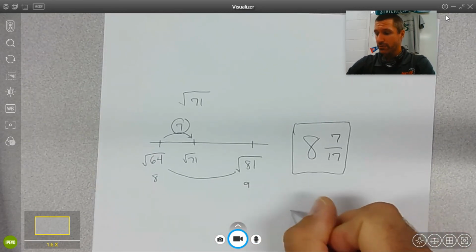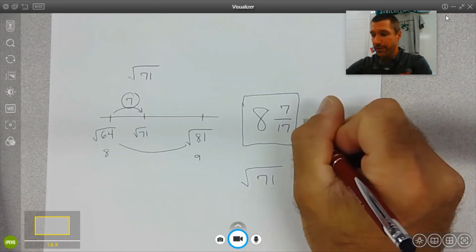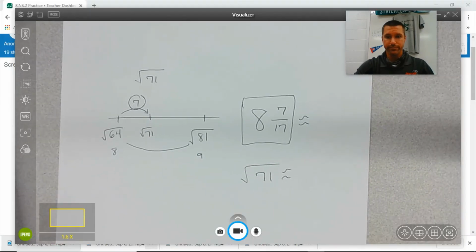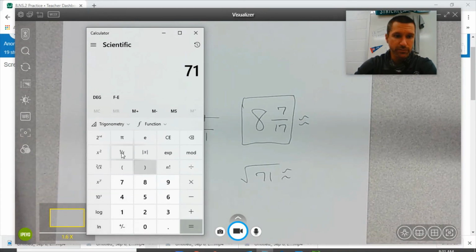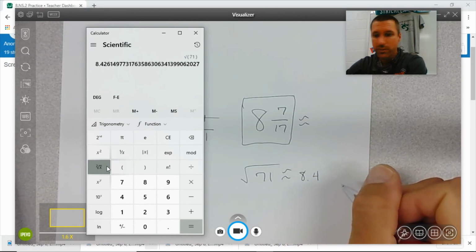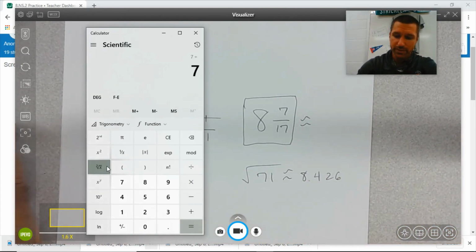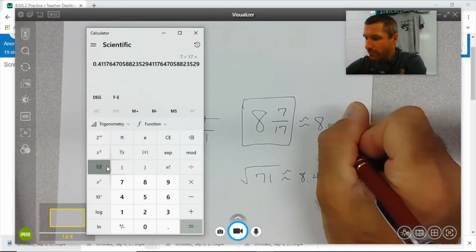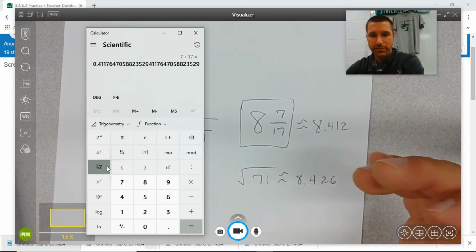Okay, so these two should be fairly close to each other when you look at the decimal expansion for each one. Let's go ahead and calculate that. Pull up the calculator here. And the lesson's almost over. Give me 30 more seconds. The square root of 71 is 8.426, rounded to the nearest thousandth. And then if you do 7 divided by 17 and just assume the whole number of 8, it'd be 8.412 if I round the thousandth digit.